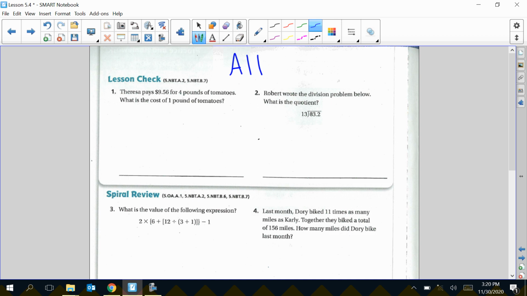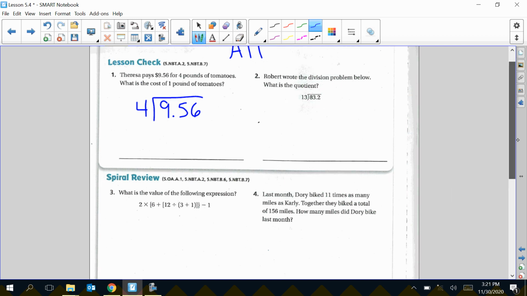And as you set up here, Teresa pays $9.56 for 4 pounds of tomatoes. What's the cost of 1 pound? Anytime they give you multiple items with a cost and then they tell you to find one of those items, they're looking for the unit price, or how much one would cost. You're just going to divide the total amount by how many items you bought. So $9.56 divided by 4 pounds, your answer will then tell you how much 1 pound cost. Number 2 is just go ahead and divide that out.